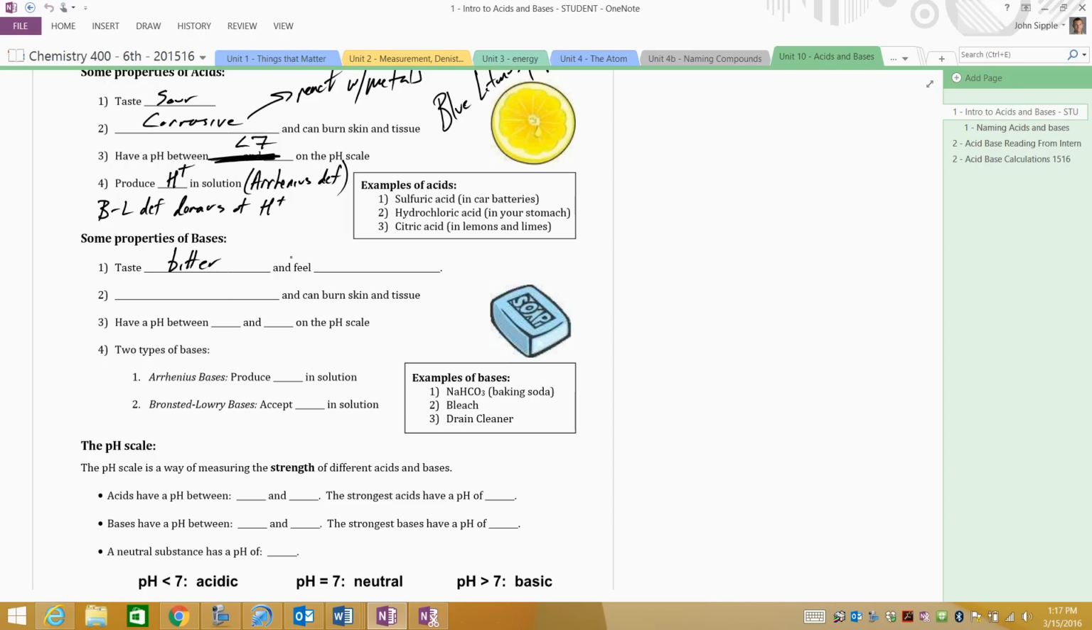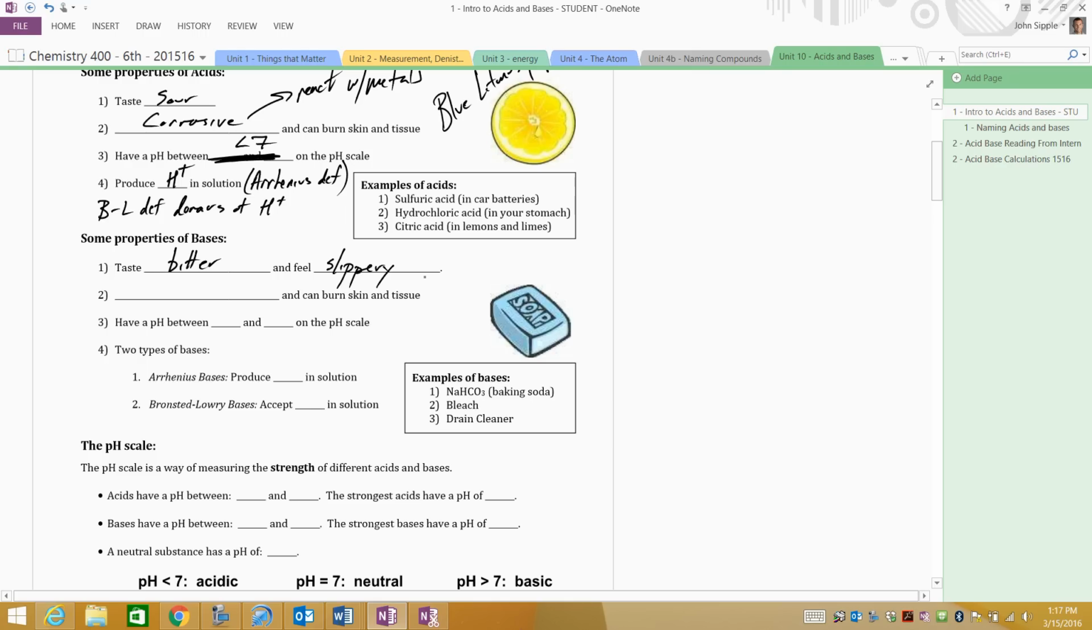Did anybody happen to get any base on their hands or their fingers? It was really dry? Sure that wasn't an acid? Yeah, bases are slippery. Bases are going to feel slippery. I don't know about dry, but slippery for sure.